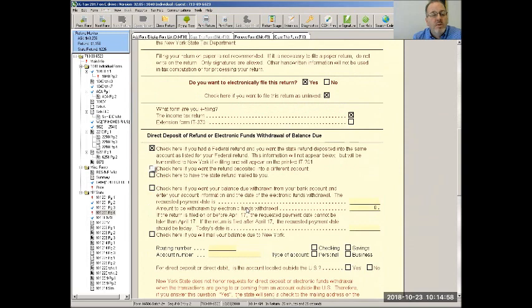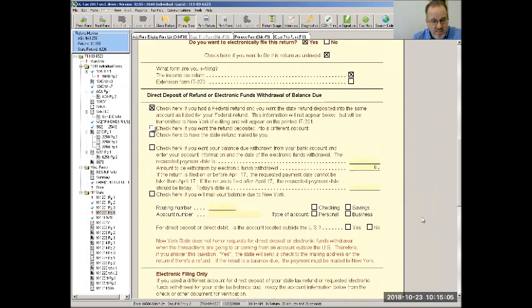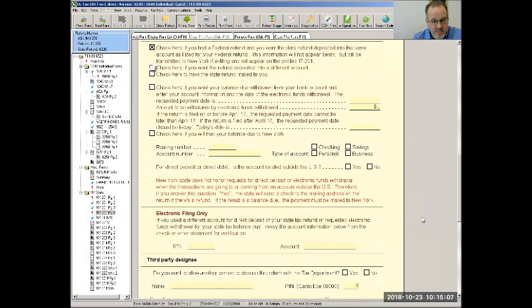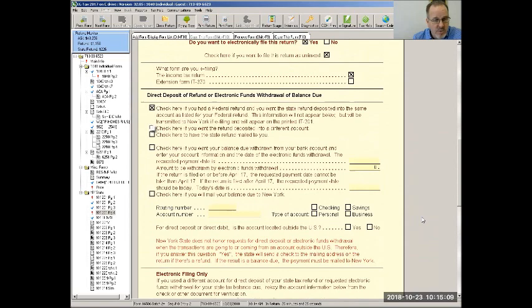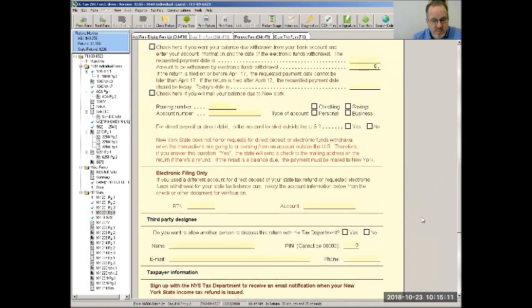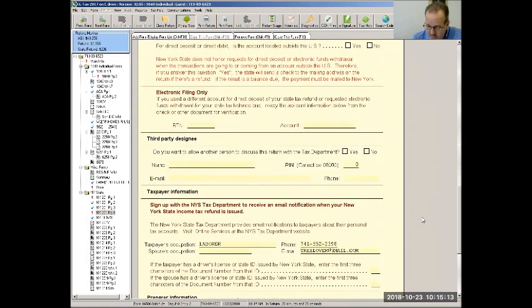The first one says I can check the box and it allows me to put it in the same account. Are you on page 2 or something? Page 4. New York 201, page 4. $226. So that's going to go in there.